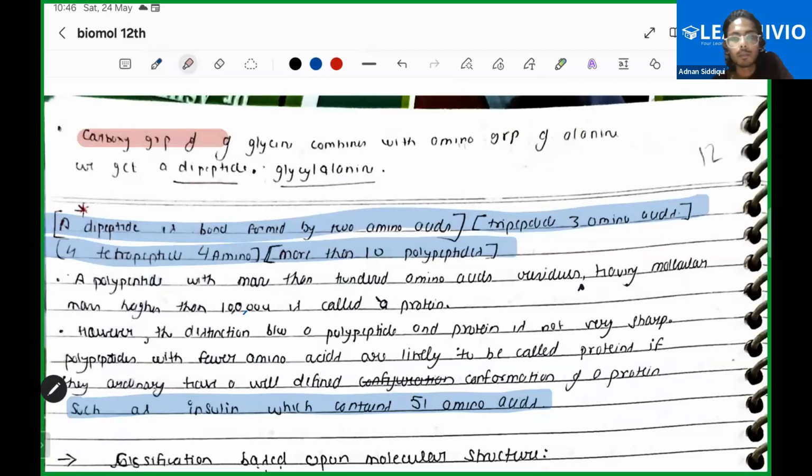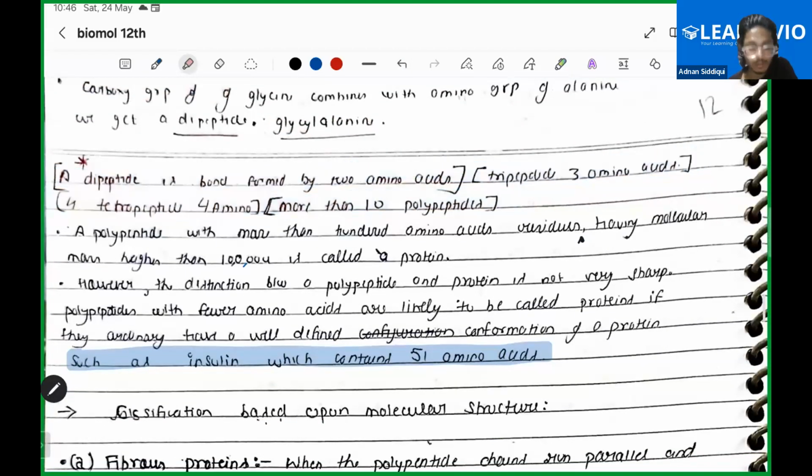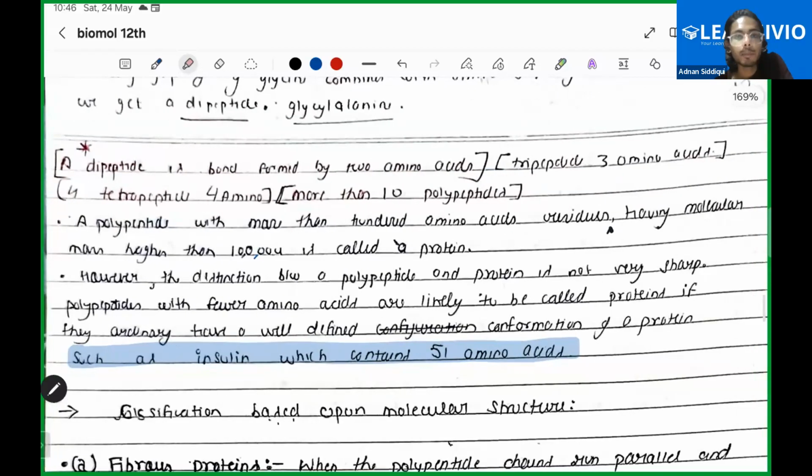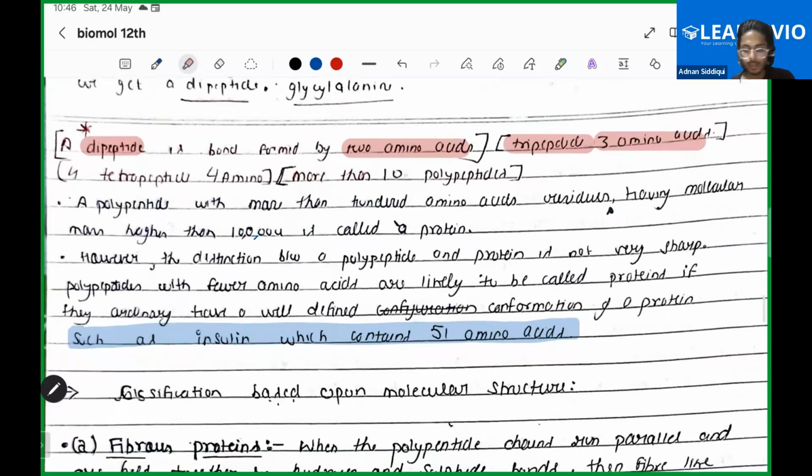The carboxyl group of glycine combined with the amino group of alanine gives the dipeptide glycylalanine. This is important again: a dipeptide bond is formed by two amino acids. A tripeptide bond will be formed by three amino acids, and so on. More than 10, we will call it a polypeptide.